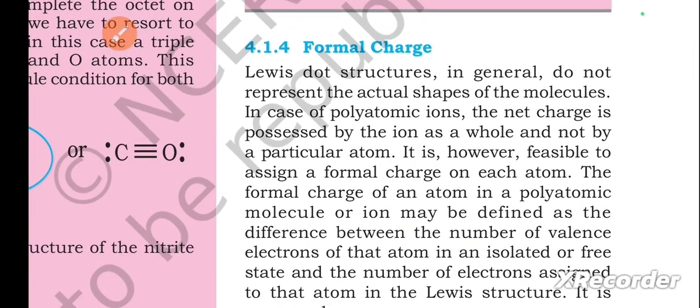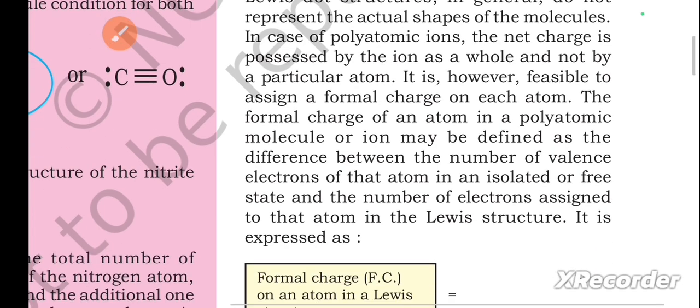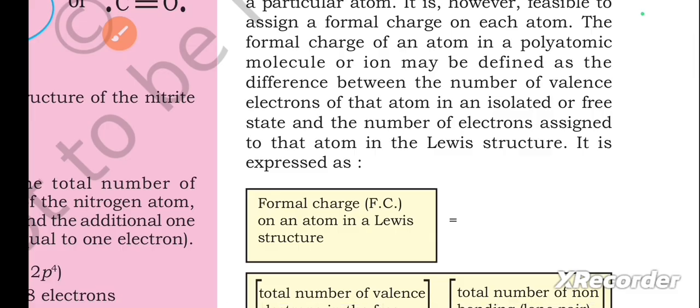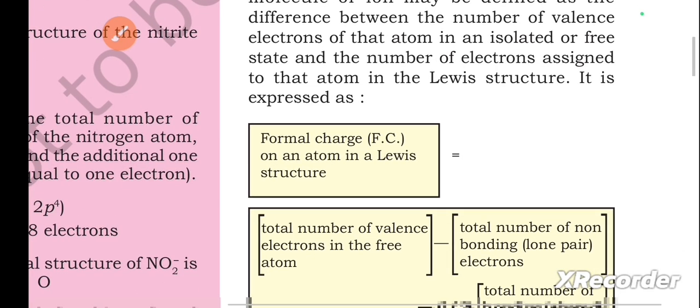Next, formal charge. Lewis dot structures in general do not represent the actual shapes of the molecules. In case of polyatomic ions, the net charge is possessed by the ion as a whole and not by a particular atom. It is, however, feasible to assign a formal charge on each atom. The formal charge of an atom in a polyatomic molecule or ion may be defined as the difference between the number of valency electrons of that atom in an isolated or free state and the number of electrons assigned to that atom in the Lewis structure.